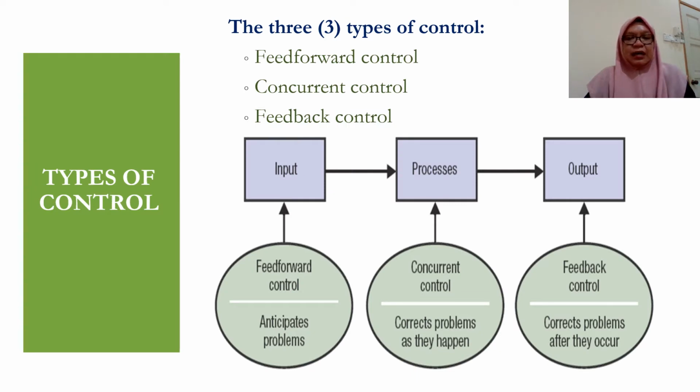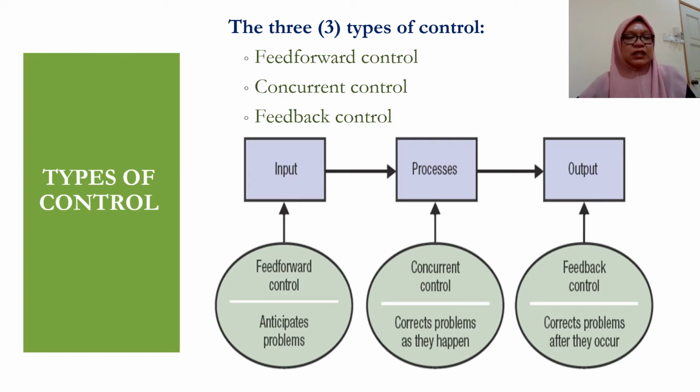There are three types of control: feed-forward control, concurrent control, and feedback control. So the organization can choose whether they want to use one of these three, or they can use all three controls. Let's see the first control, feed-forward control.